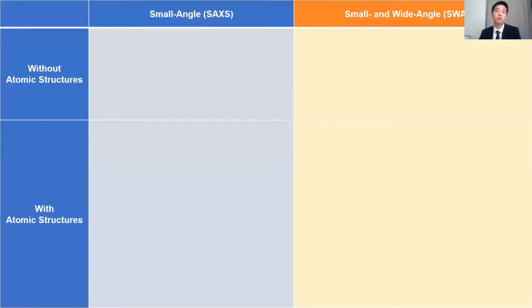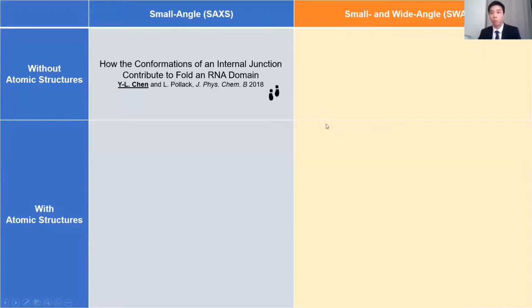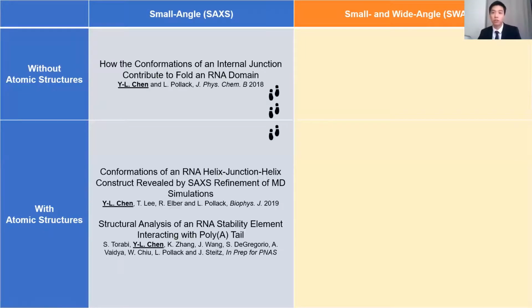So here's the two-dimension map that shows my PhD journey. On the left, we have without or with atomic structures, and on the top, we have small and wide-angle X-ray scattering. So we use the SAXS initially without atomic structure to understand RNA junctions, and we include atomic structure in the SAXS to model RNA junctions, and also now we are working on a project cross-validating with X-ray crystallography and also cryo-EM.